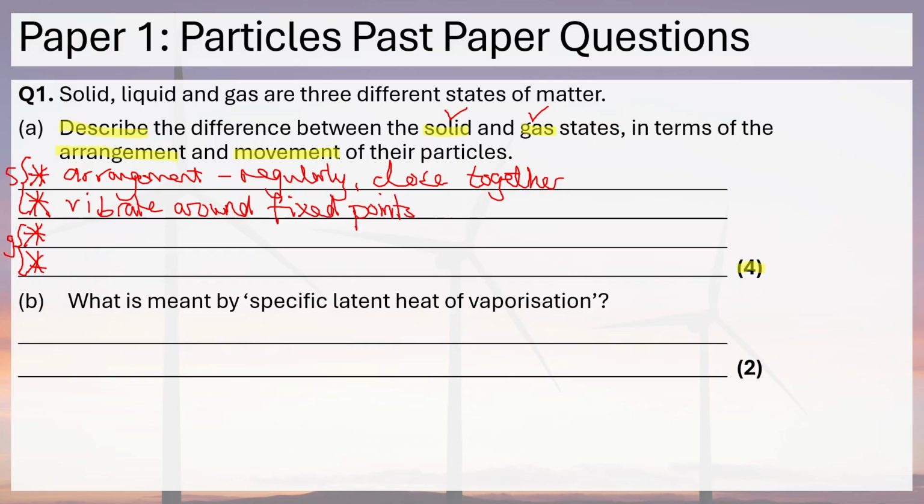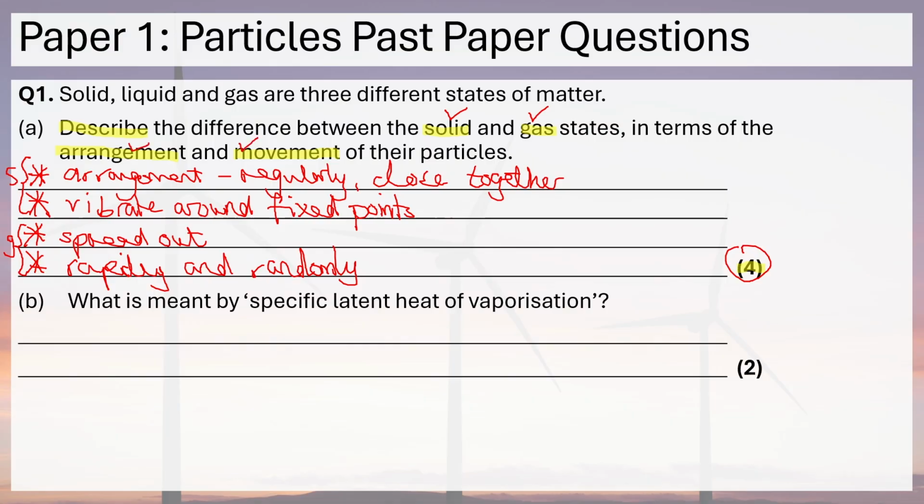So looking at gases now, again, I need to talk about arrangement and I need to talk about movement. So the arrangement then is that they are spread out. And in terms of the movement, then they are moving rapidly and randomly. So by looking at the question and breaking down exactly what it's asked for, I can see exactly where my 4 marks are going to come from. I've done 2 marks of solids and gases, and I've mentioned arrangement and movement for each of those.